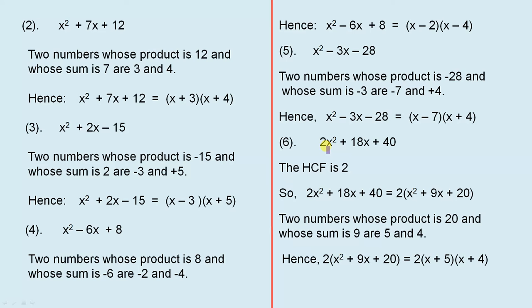The last one's a bit tricky because there's a 2 here. However, when we look at that, the HCF of each of those terms is 2, so we can express it this way. We take 2 outside the brackets, and that's what we're left with inside the brackets, and that's the trinomial we've been working on, where the coefficient of x squared is 1. So let's just look at those three terms there, leave the 2 outside.